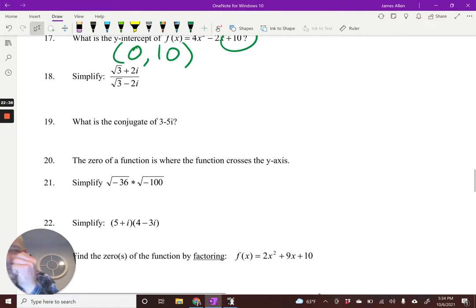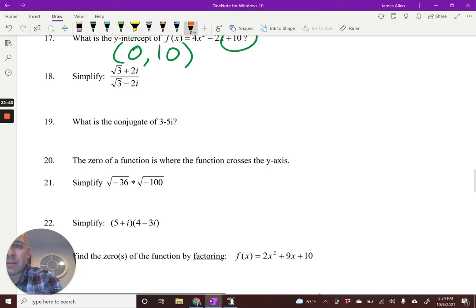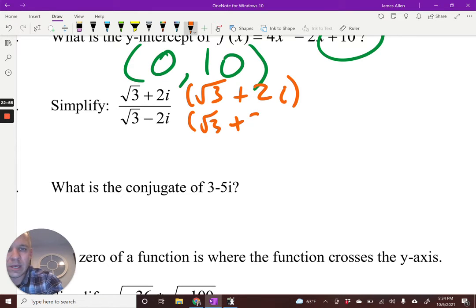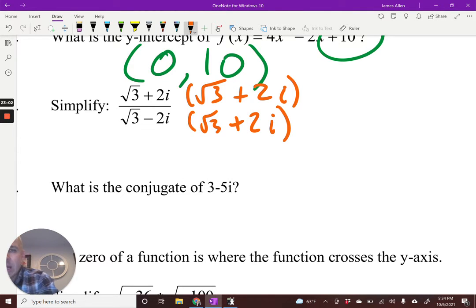All right. Simplify. Let's switch colors, shall we? I need to multiply by the complex conjugate. I'm going to zoom in. It's a little small. Square root of 3 plus 2i. Cool. And then square root of 3 plus 2i. All right, if I do this, I feel like I can make this maybe a little bit smaller. There we go.